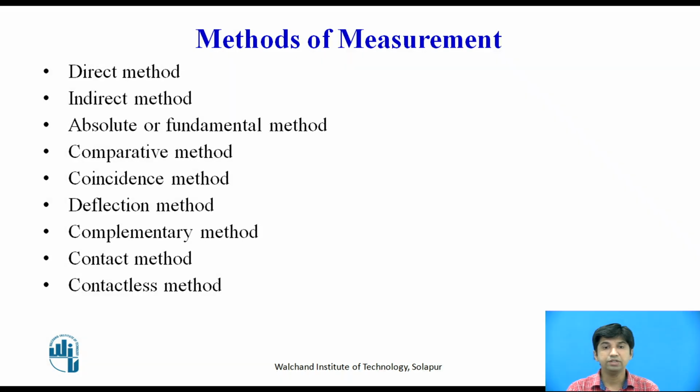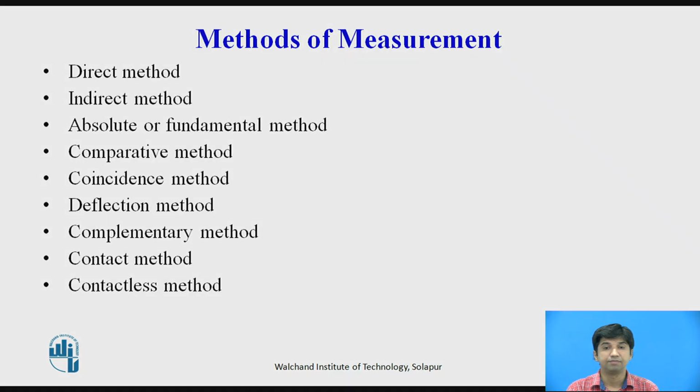Coincidence method. It is the differential method of measurement in which a very small difference between the value of the quantity to be measured and the reference is determined by the observation of the coincidence of certain lines or signals. For example, measurement by vernier caliper or micrometer. Deflection method. In this method, the value of the quantity to be measured is directly indicated by deflection of a pointer on a calibrated scale.